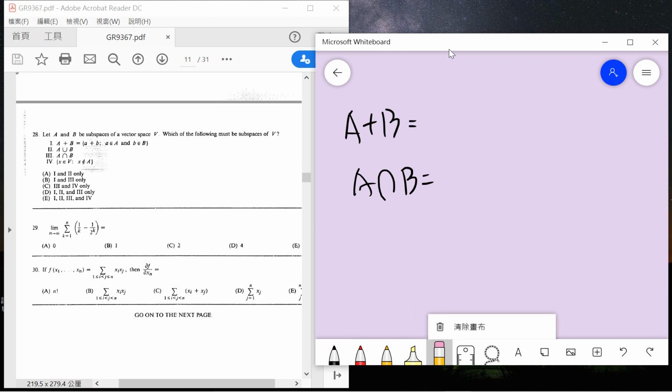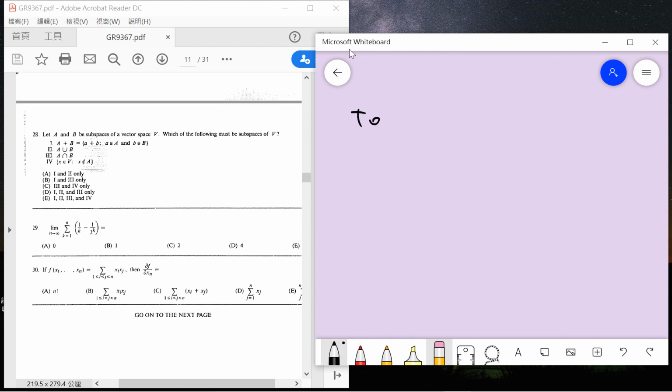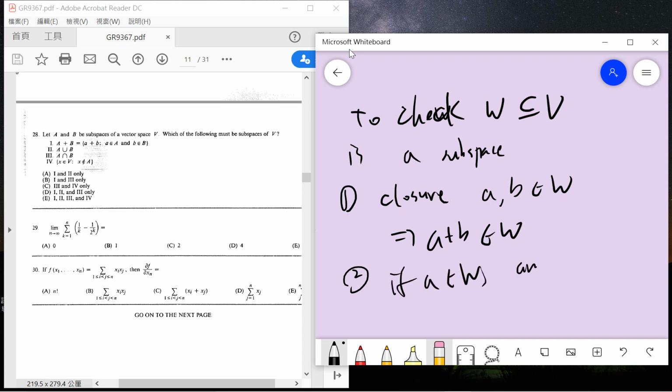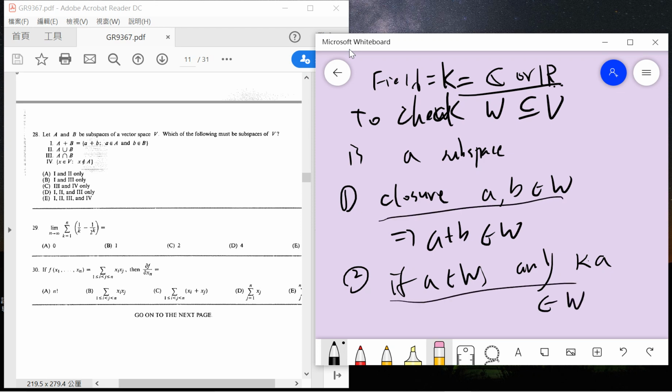Okay, so maybe let me remind you how to check that W belongs to V is a subspace. You need, first, closure. So closure means that if A, B are in W, then A plus B must be in W. The second is if A is in W, then for any scalar K, where K is in the field, and in the GRE case we only talk about R, right? So any K times A must be in W. So we need to check if these two are satisfied, then this is a vector subspace. If not, this is not a vector subspace.